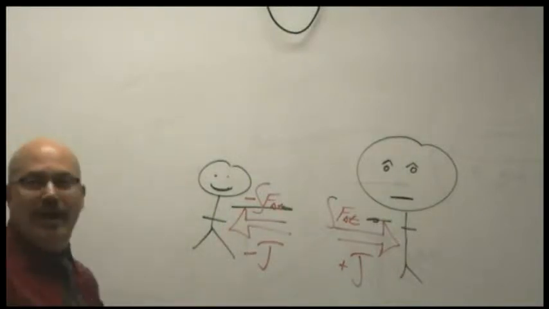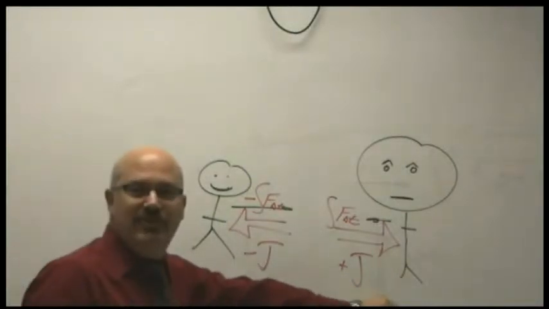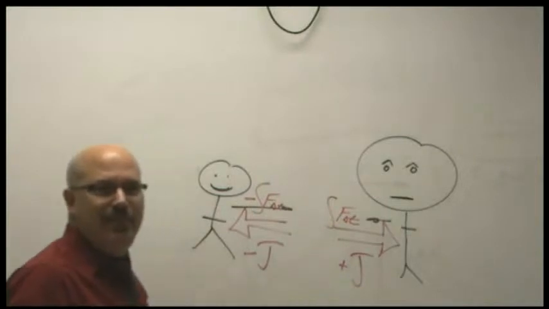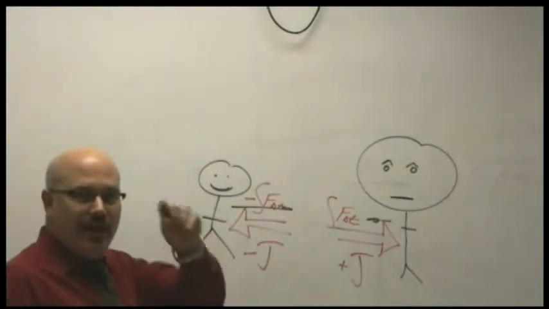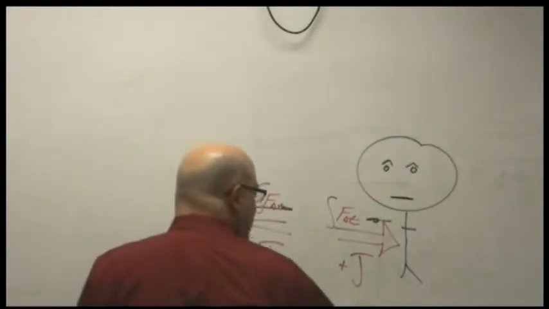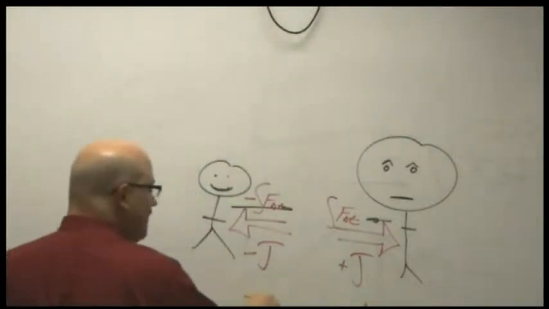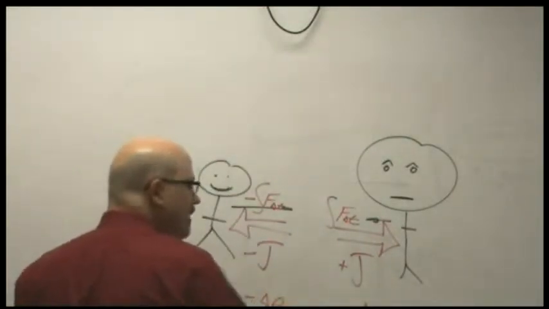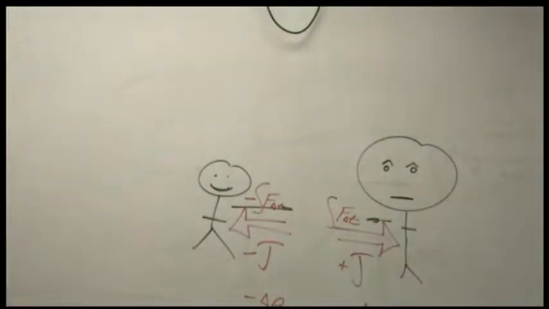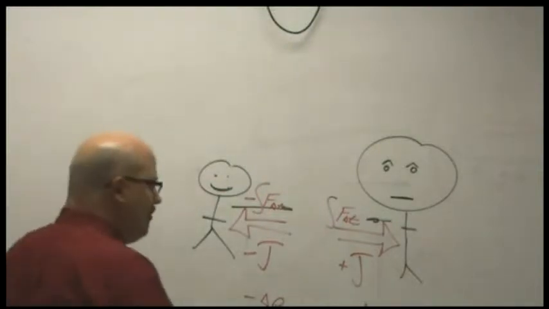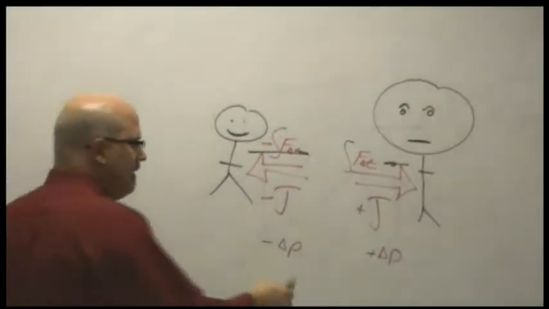All right, now wait a minute. How does the momentum change of crabby person and happy person compare? Equal but opposite direction. This person gets a positive change in momentum. This person gets a negative change in momentum. This person starts out with a positive. Now, everyone, this is the essence of the coolness of this.